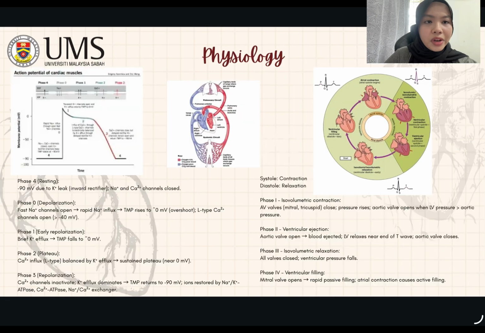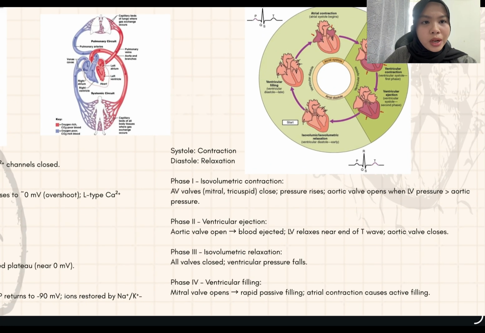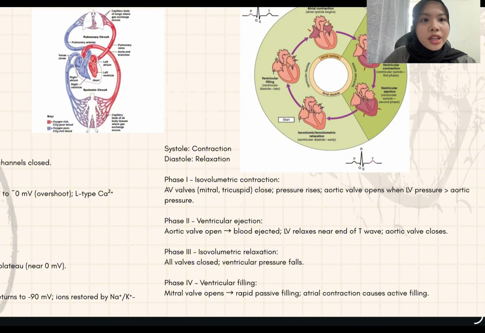So the heart functions through a highly coordinated process known as the cardiac cycle, which consists of separate phases of contraction and relaxation. These phases ensure efficient filling and ejection of blood. During systole, the ventricles contract to eject blood, while during diastole, they relax to allow filling. So the cardiac cycle is divided into 4 phases.